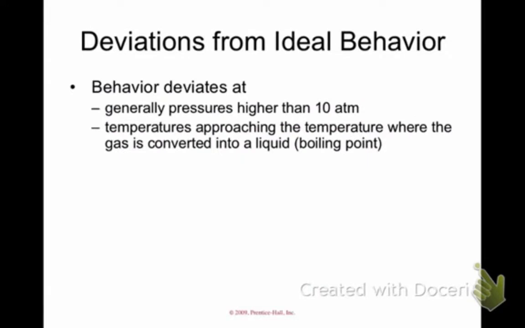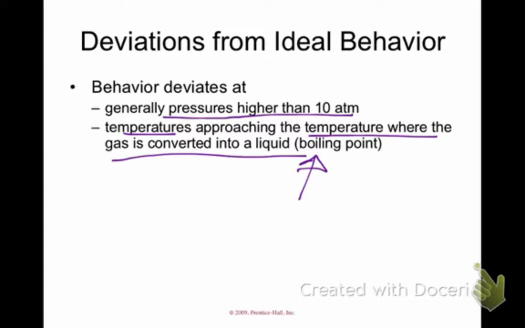Generally speaking, these are just rules of thumb. Behavior is going to deviate at pressures higher than 10 atmospheres and at temperatures approaching the temperature where the gas is converted into a liquid, also known as the boiling point. When we talked about the behavior of ideal gases, we talked about kinetic energy, correct? Kinetic energy is proportional to the absolute temperature.